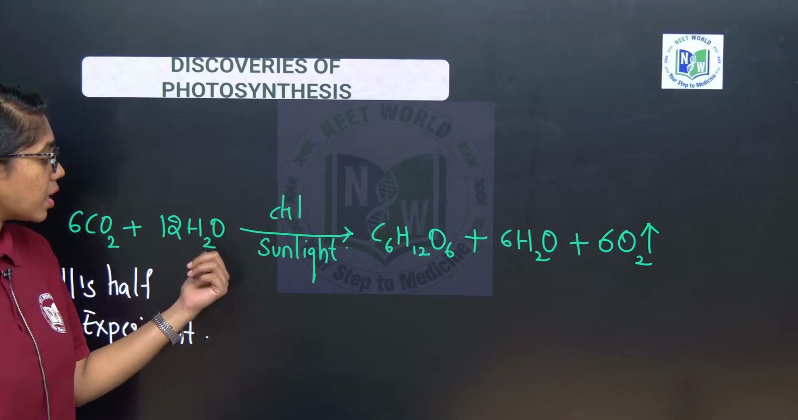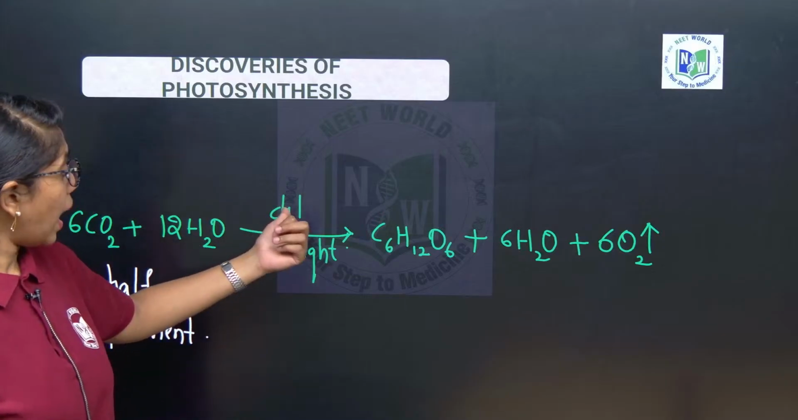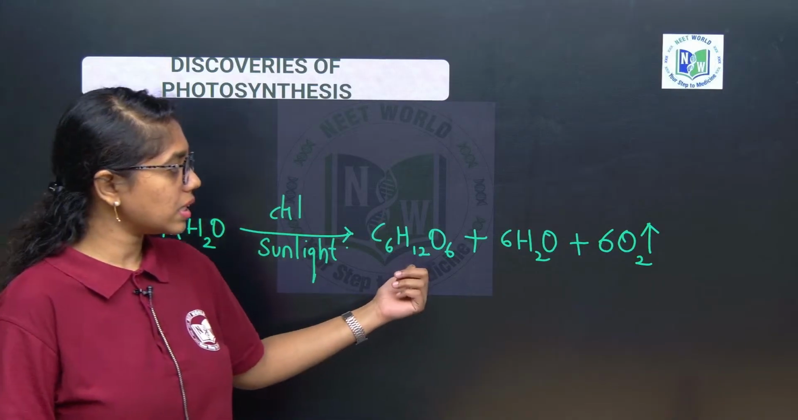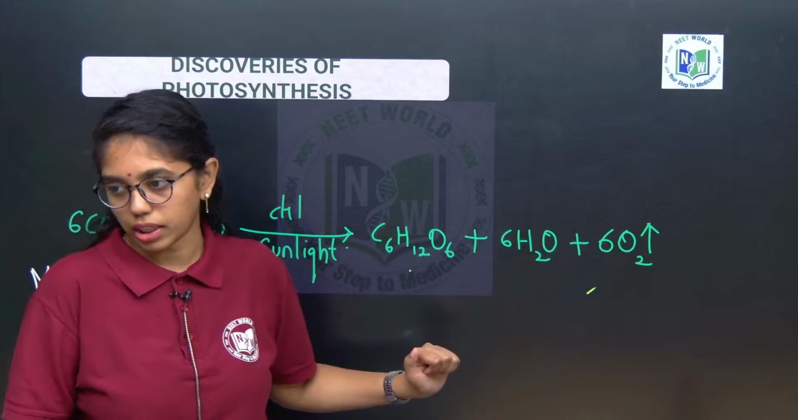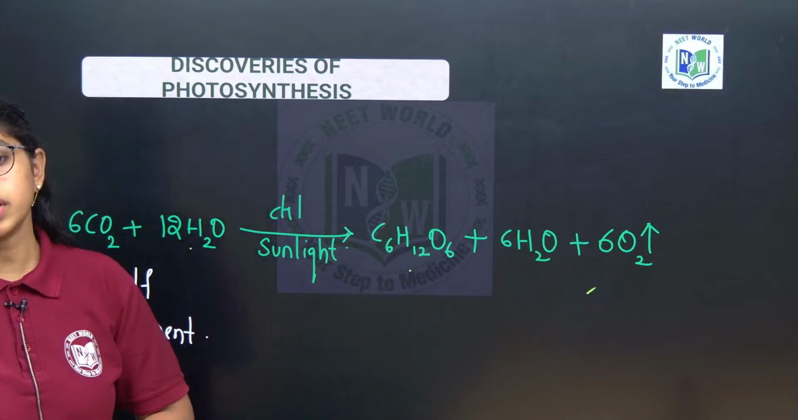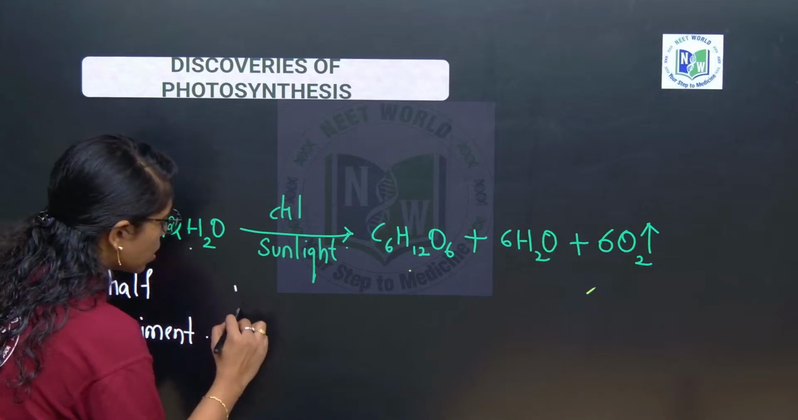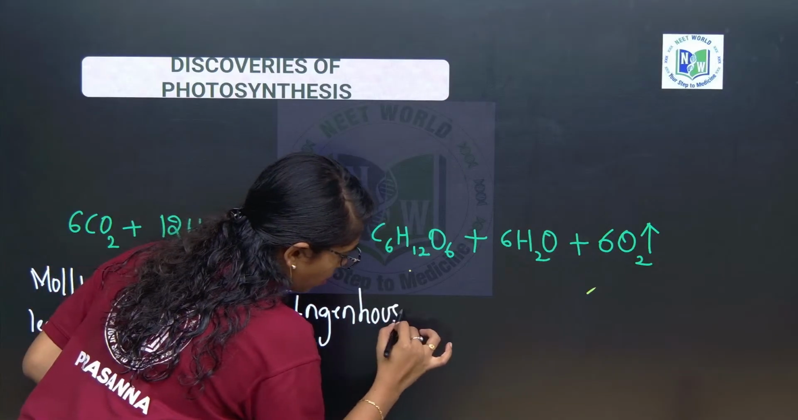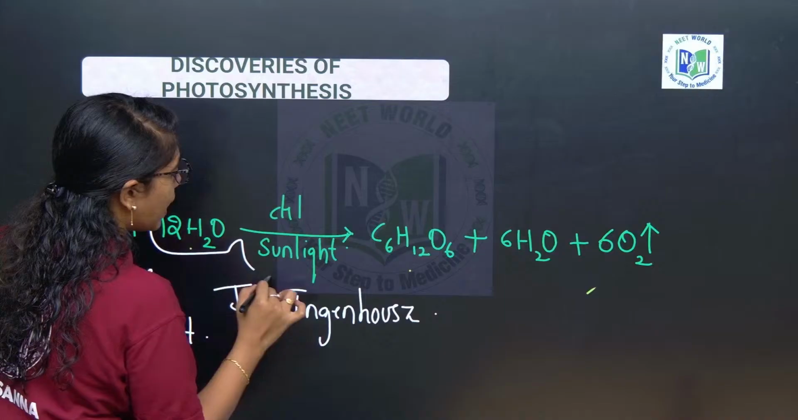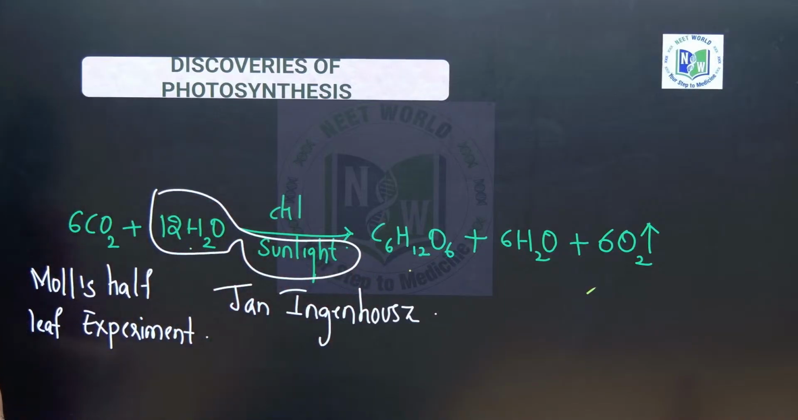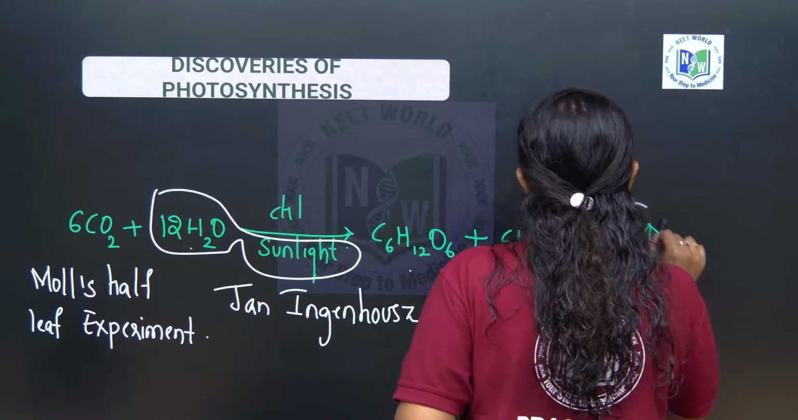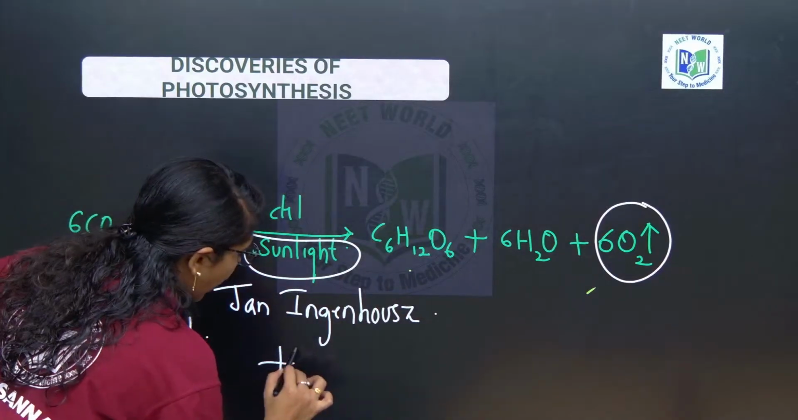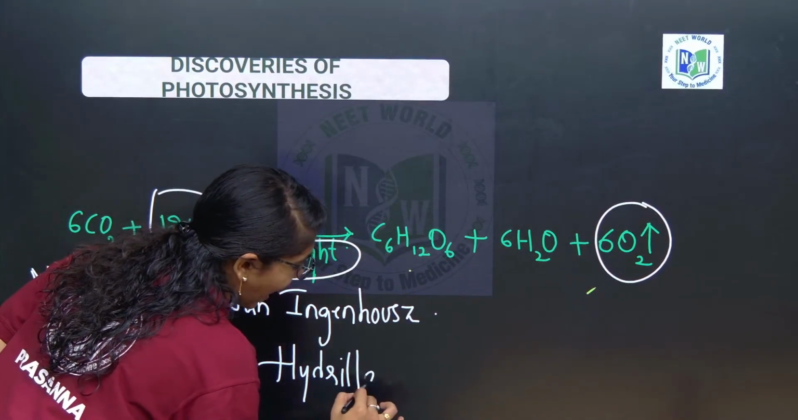Next, who is the scientist who said that in the presence of chlorophyll, sunlight and water, photosynthesis is conducted and oxygen is evolved from photosynthesis? These points are delivered by which scientist? Very good, Jan Ingenhousz. Jan Ingenhousz said that water and sunlight are essential for photosynthesis and oxygen is liberated from photosynthesis. What is the model organism he took? Hydrilla plant, which is an aquatic plant, right?